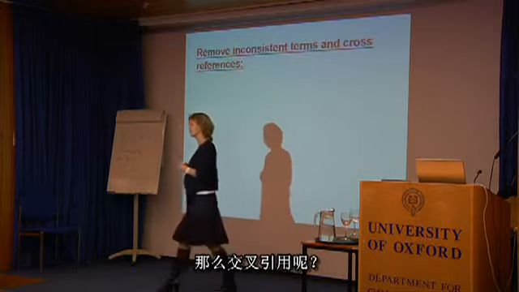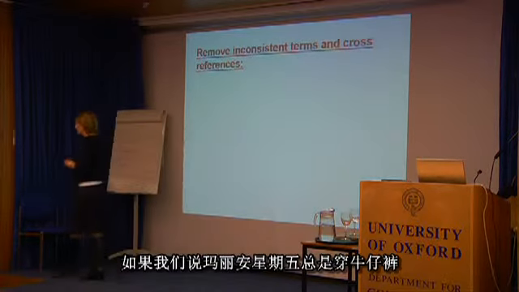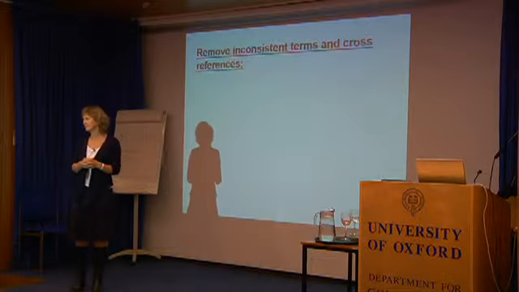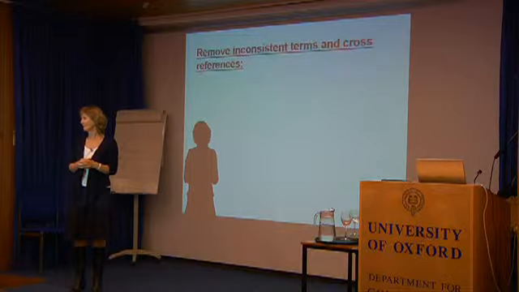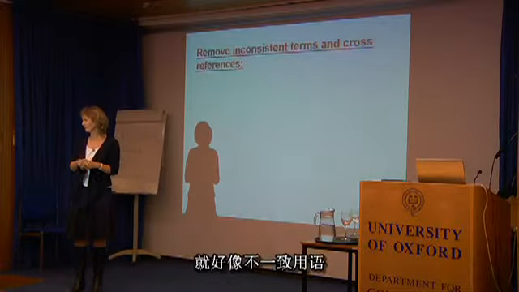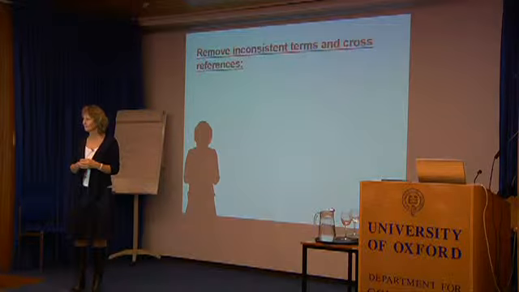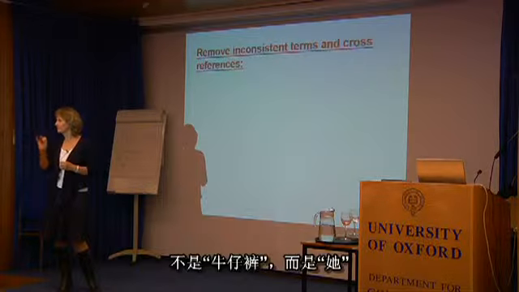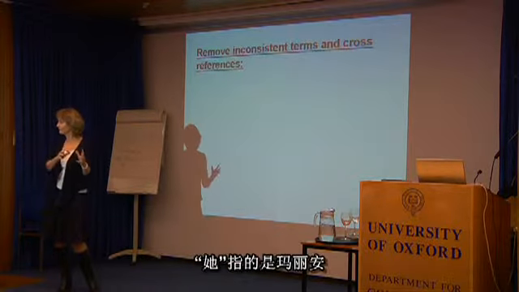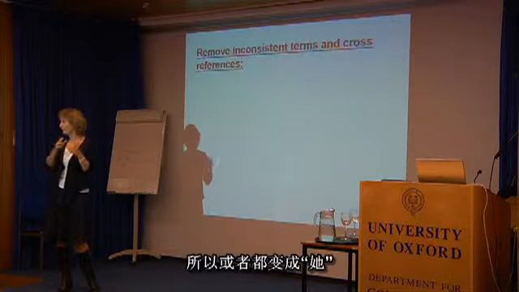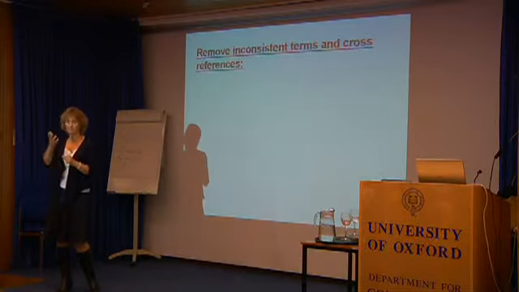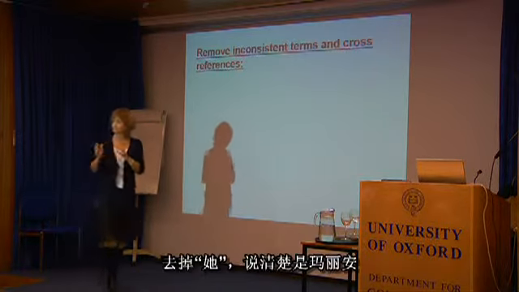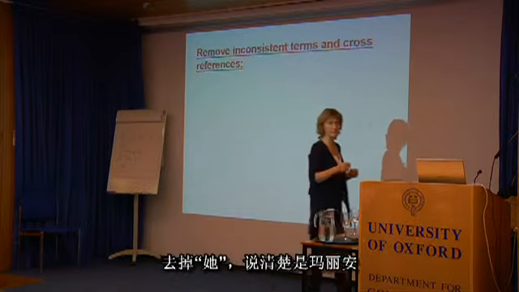What about a cross-reference? If we've got "Marianne always wears jeans on Friday, she is wearing jeans." What have we got there that's like an inconsistent term? Not the jeans, but "she," because "she" is referring to Marianne. So either make both "she," that would be fine, but it might fall down elsewhere in the argument, or make both "Marianne." So remove the "she" and make it explicit that you mean Marianne.